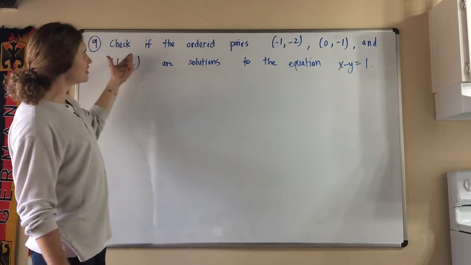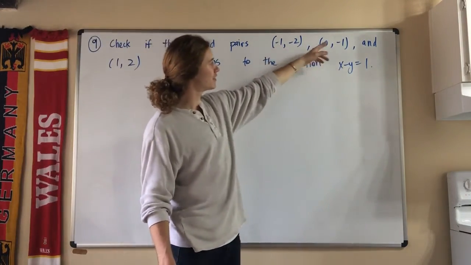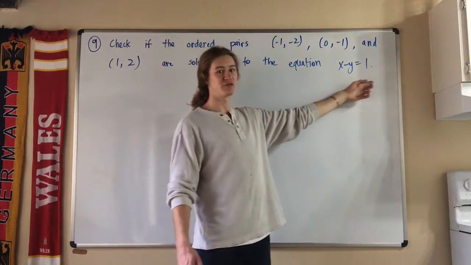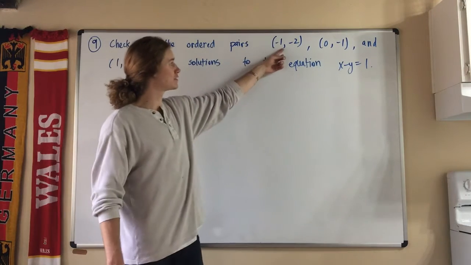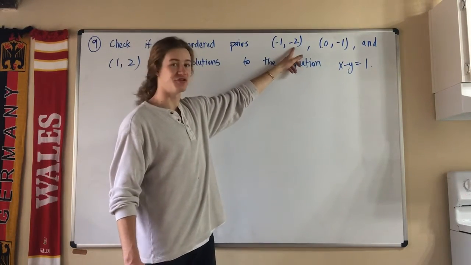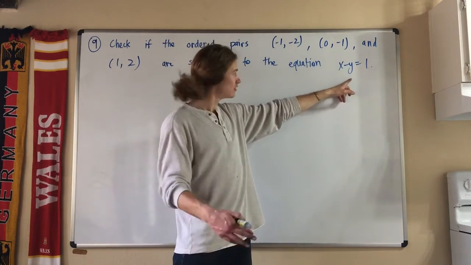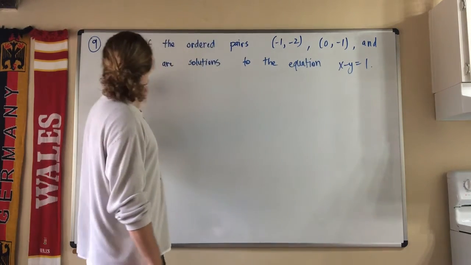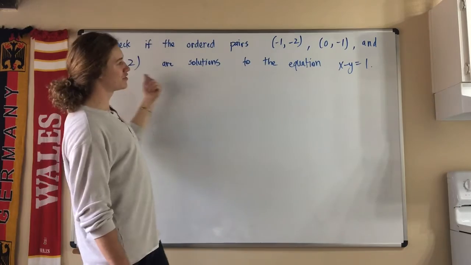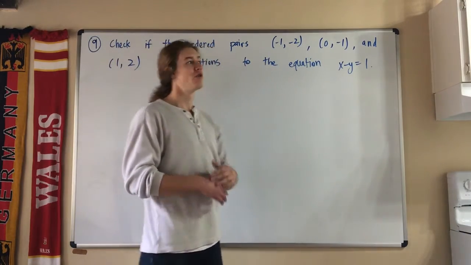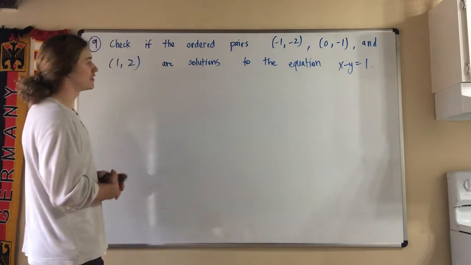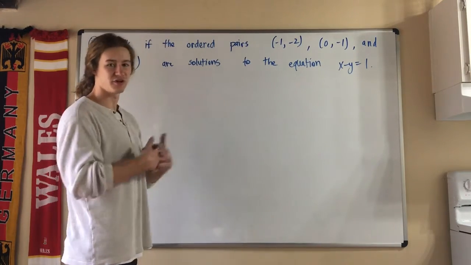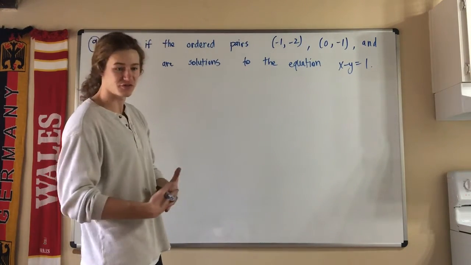It's asking us if these ordered pairs, (-1, -2), (0, -1), and (1, 2), are solutions to x minus y equals 1. Or in other words, when x equals -1 and y equals -2, is this equation true? Similarly, when x equals 0 and y equals -1, is this equation true? And finally, when x equals 1 and y equals 2, is this equation true? When these equations are true, we know that these ordered pairs are solutions. And when these equations are not true, that ordered pair is not a solution.